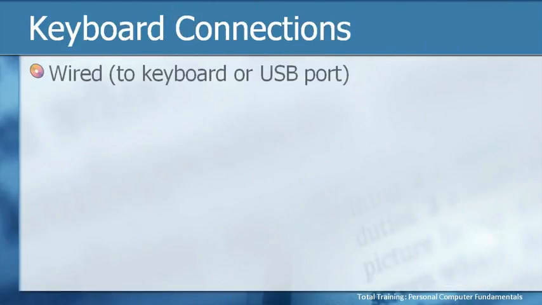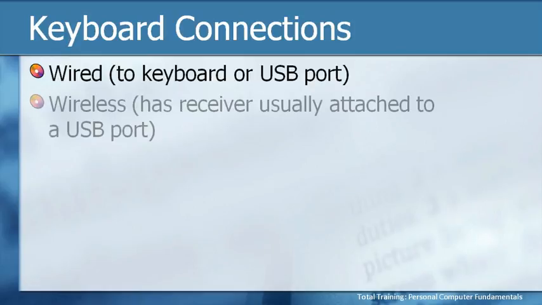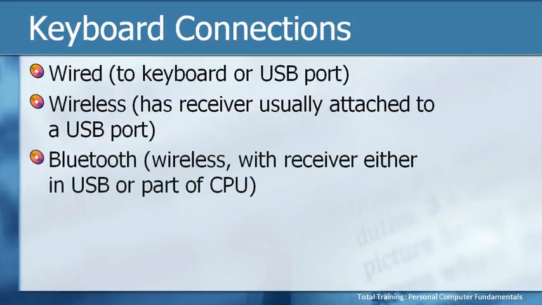Since keyboards are hardware, they have to have some kind of connection to the CPU, and these connections are very similar to those you would use for a mouse. If you have a wired keyboard, it's either going to go into a keyboard port or a USB port. If you have a wireless keyboard, it's going to have a receiver that's attached to a USB port. And of course, a special type of wireless these days is Bluetooth, which again is very similar to wireless, just a specific technology. It's also important to mention here that sometimes you get a wireless keyboard and mouse combination.